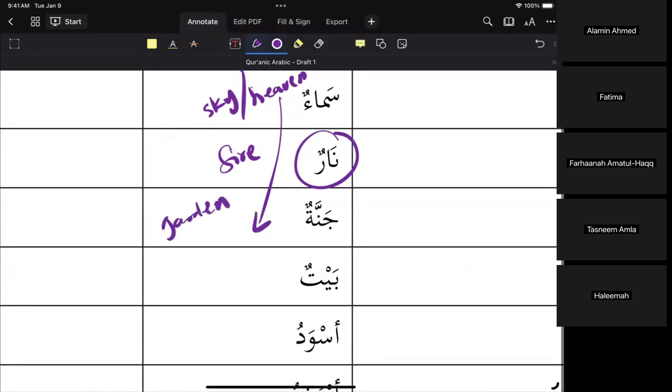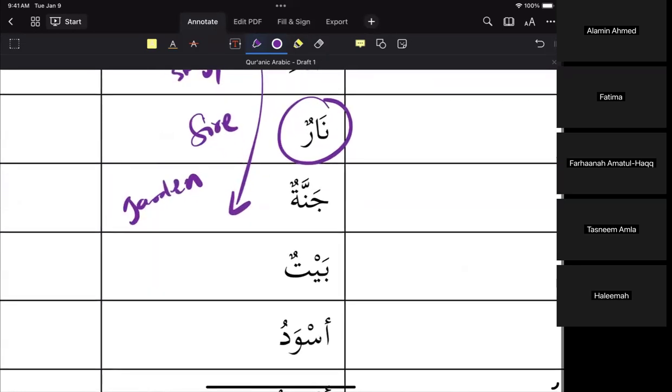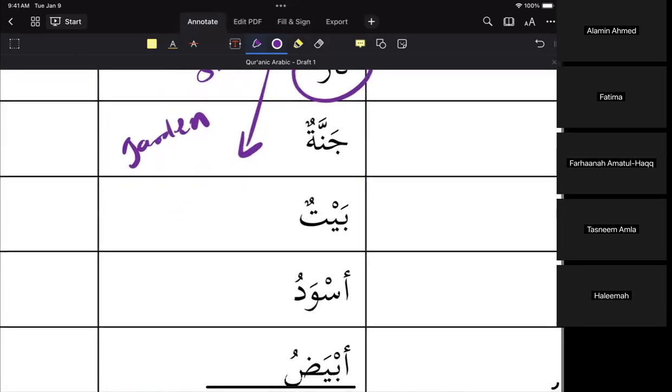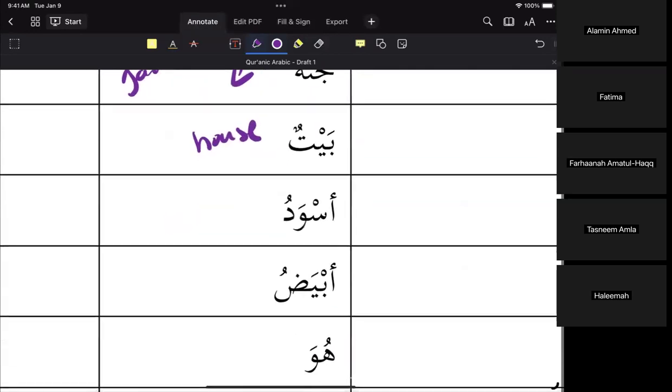So when you read in the Quran, you have to know the context. For example, in Surah Al-Kahf, when Allah was mentioning the two friends, the Jannah at that time meant garden, not the Jannah as heaven. Baytun is house. Aswad. Aswad is black.